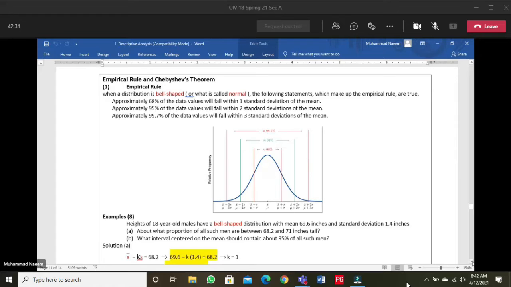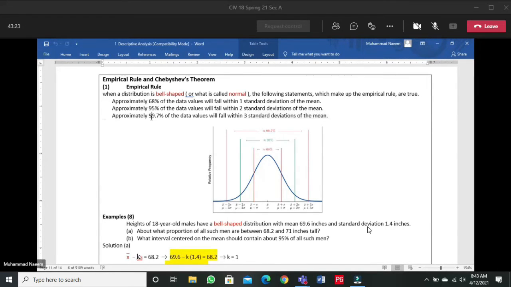But if we had a different percentage of the data to study, how can we calculate it? We will use the empirical rule or Chebyshev theorem. What does the empirical rule say? Approximately 68% of the data will fall within one standard deviation of the mean. Two standard deviation interval contains 95% of the data, and three standard deviation interval contains approximately 99.7% of the data.